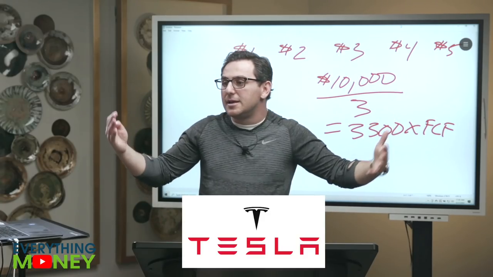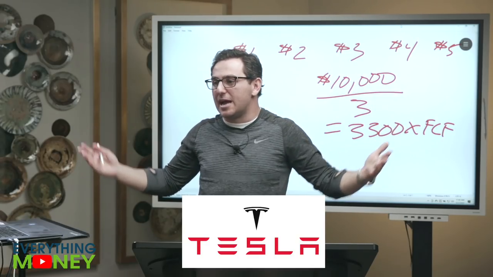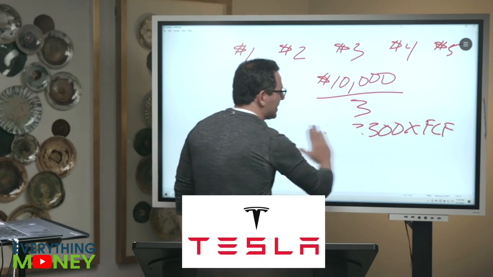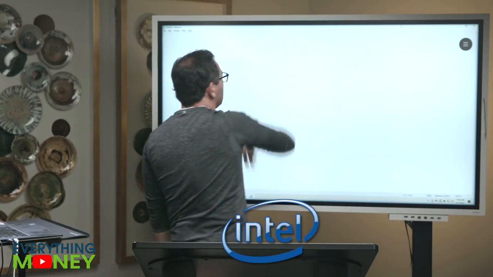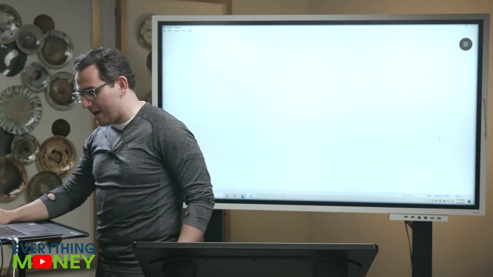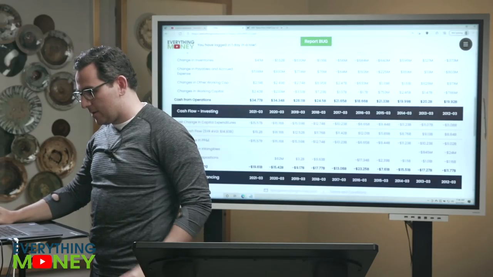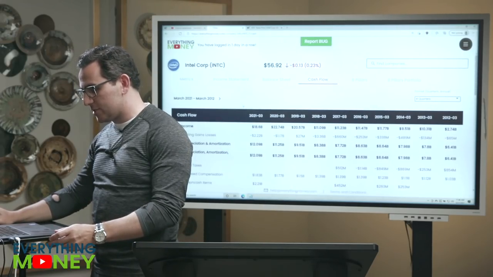These are companies like Tesla. It's at like 1,000 times free cash. I mean, let's pull it up. Let's pull up Tesla right now, and we'll pull up one of my favorites, Intel, because I am an Intel advocate right now. So we're going to pull up our Everything Money software. We're going to go to Intel first.